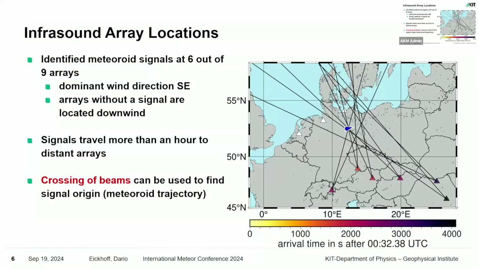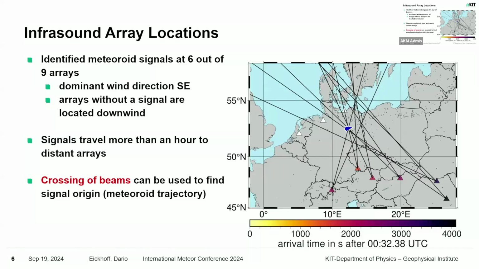You can see that we are missing 3 arrays on the top left, or in the northwest. This is most probably because of the wind, which makes it hard for the waves to actually reach these arrays. Nevertheless, we can recover signals at arrays that the waves travel over an hour to, and this would, like I said in the beginning, not be possible for single station observations.